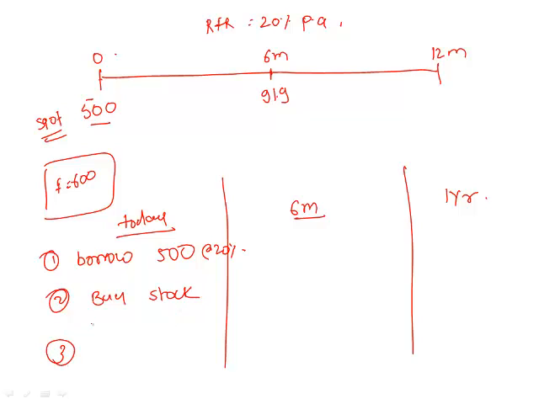Number three, I will take a short position on the forward contract. Why? Because I find that forward contract to be overvalued. It's more than what it should have been. So I'm taking a short position. What happens in 6 months?